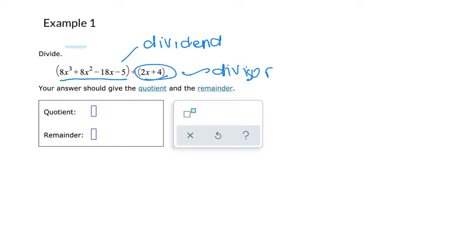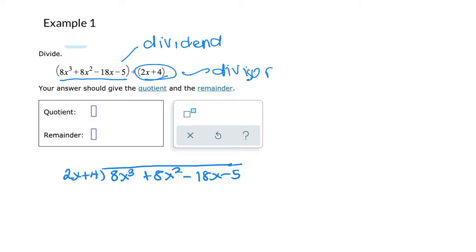So we're going to write this problem like so. 2x plus 4 is our divisor, and we're going to see how many times it goes into 8x cubed plus 8x squared minus 18x minus 5.